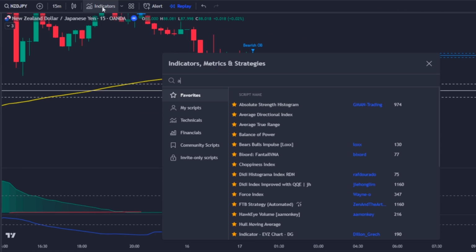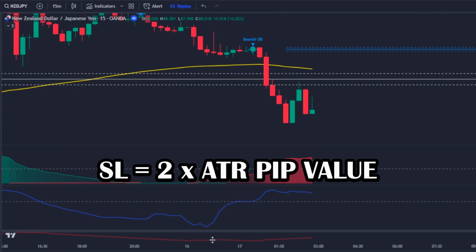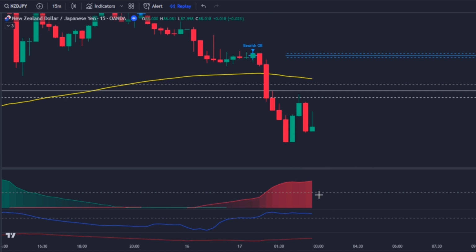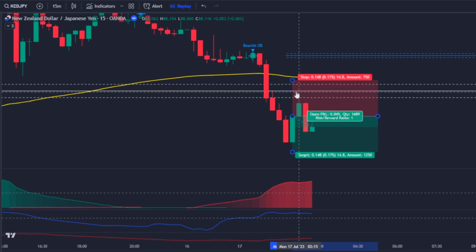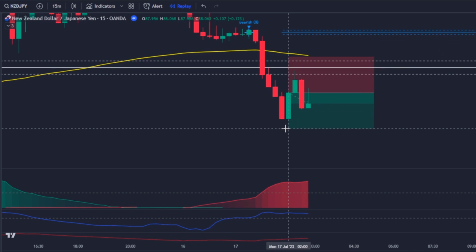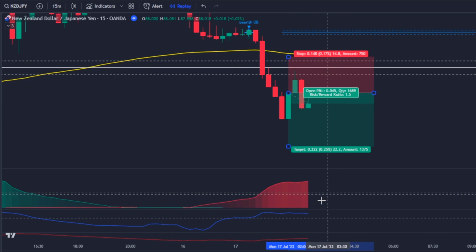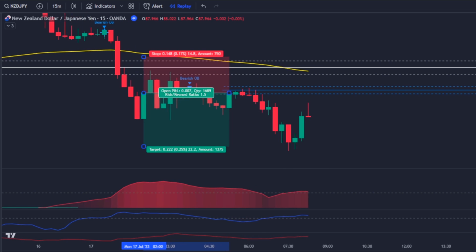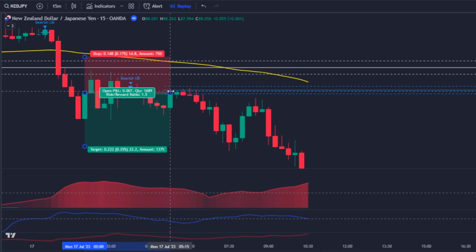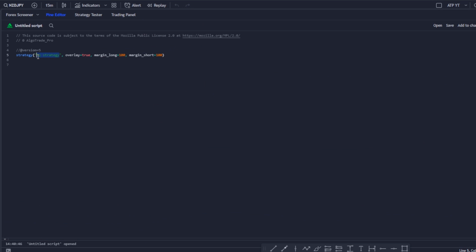For the strategy's risk management, I will use the formula 2 times the ATR pip value to calculate every stop loss, which is always the best way to fit our stop losses to different markets' volatility. And for the take profit, I will follow the request of my subscriber, and so I will use a fixed take profit on the 1 to 1.5 risk to reward ratio zone. So it is a simple risk management criteria to follow. In order to discover the real performance of this trading strategy, I'm going to code it using Pine script.